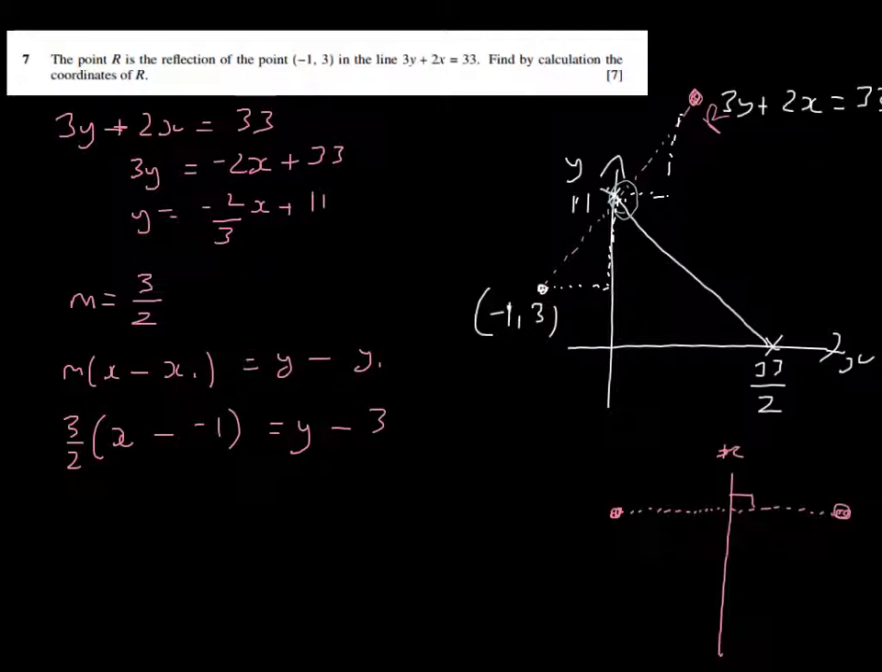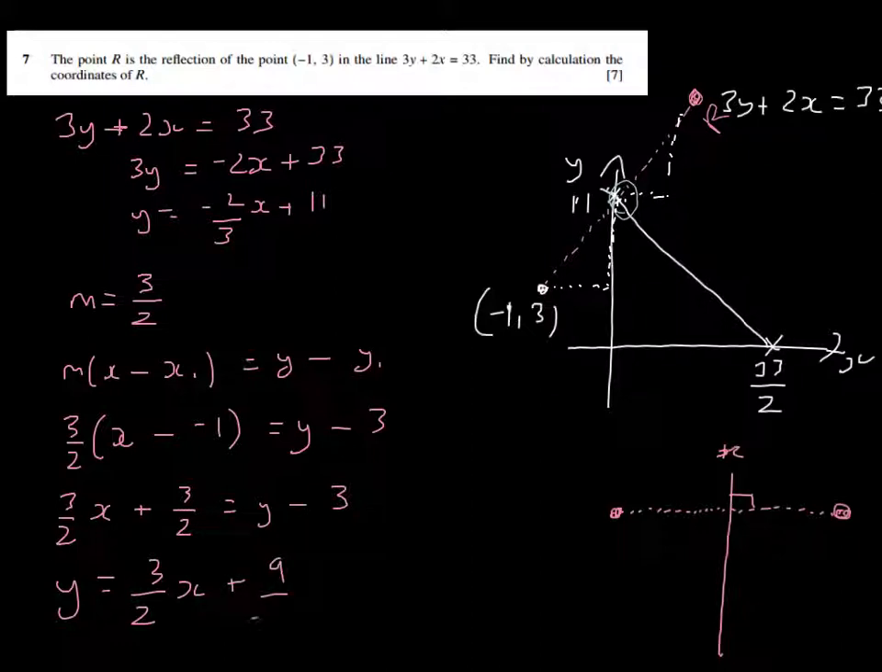So if we expand that out, inside the bracket is going to be x plus 1. So when we expand that out, we're going to get 3 over 2 x plus 3 over 2 equals y minus 3. And if we write that in y equals mx plus c form, we're going to get y equals 3 over 2 x plus 9 over 2. Cool, so that's the first thing we had to do.